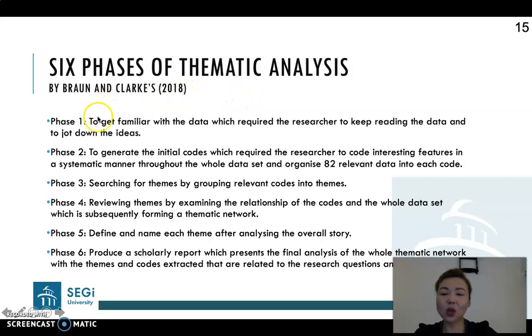All right. So phase 1 is to get familiar with the data, which requires the researcher to keep reading the data and jot down ideas. Later on, I will give you transcripts, where a basic transcription has been done by one of my students. It's not long, around 300 plus lines.